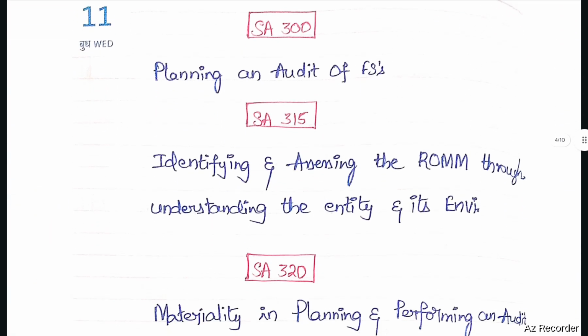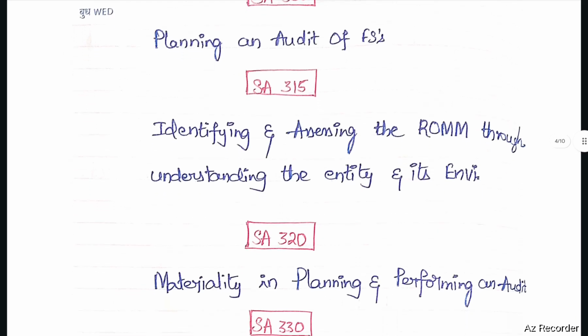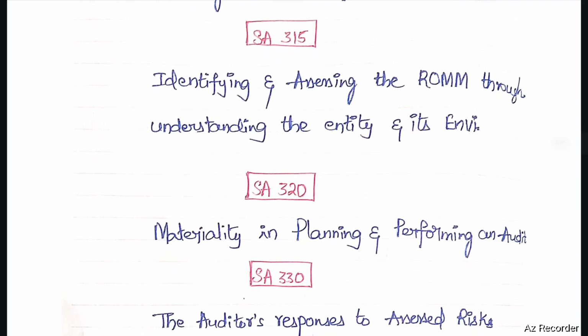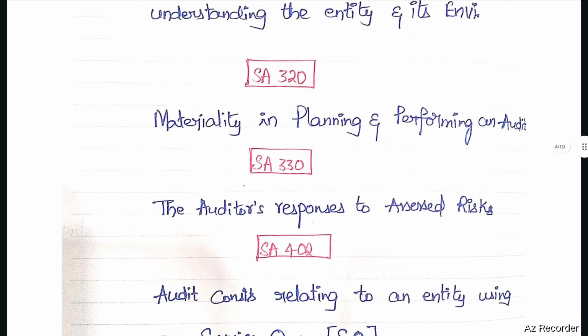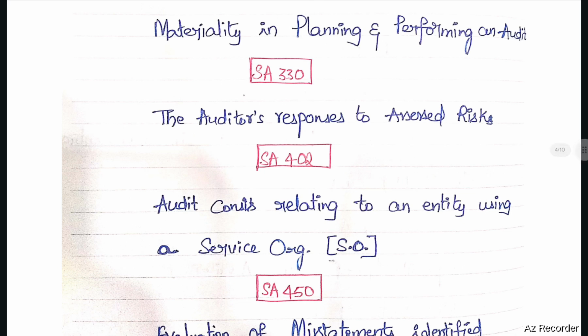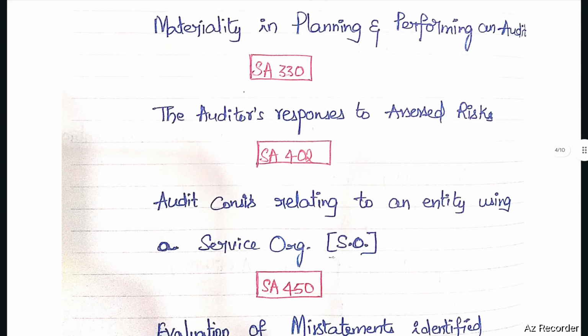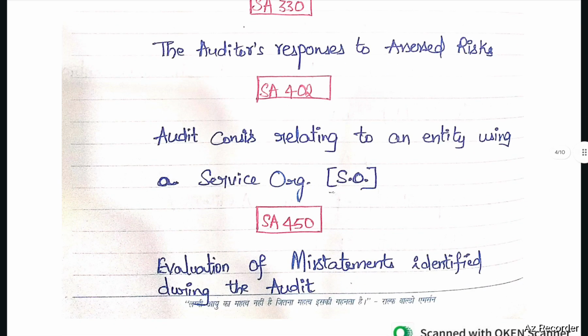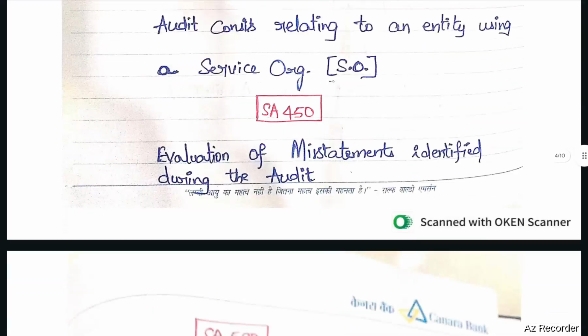SA 300, planning and audit of financial statements. SA 315, identifying and assessing the risk of material misstatements through understanding the entity and its environment. SA 320, materiality in planning and performing an audit. SA 330, the auditor's responses to assessed risks. SA 402, the audit considerations relating to an entity using a service organization, SO. SA 450, evaluation of misstatements identified during the audit.